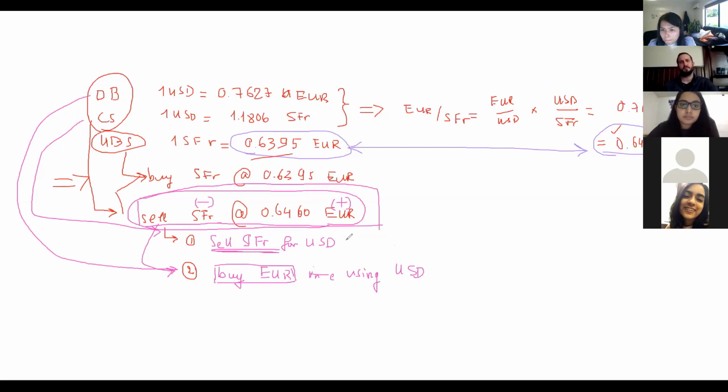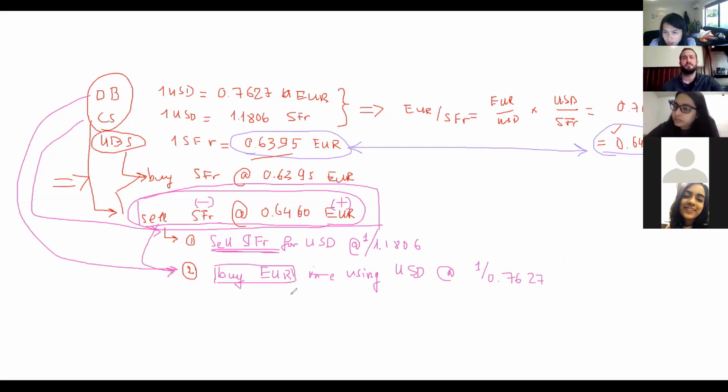So, in the first transaction, if I trade with Credit Suisse, I'll be trading at 1.1806. Okay. I'm talking about the franc, isn't it? So here I'll be trading at the reciprocal. In the second transaction, I'm buying the euro. So here, 1 euro is worth 1 divided by 0.7627 USD. Okay.